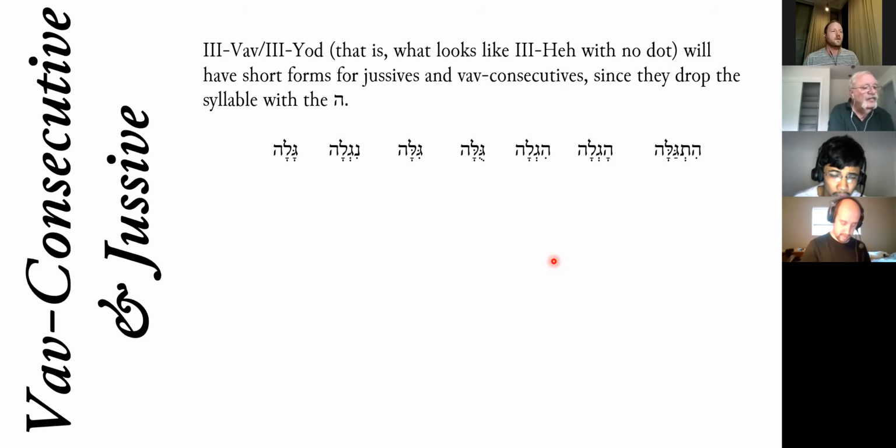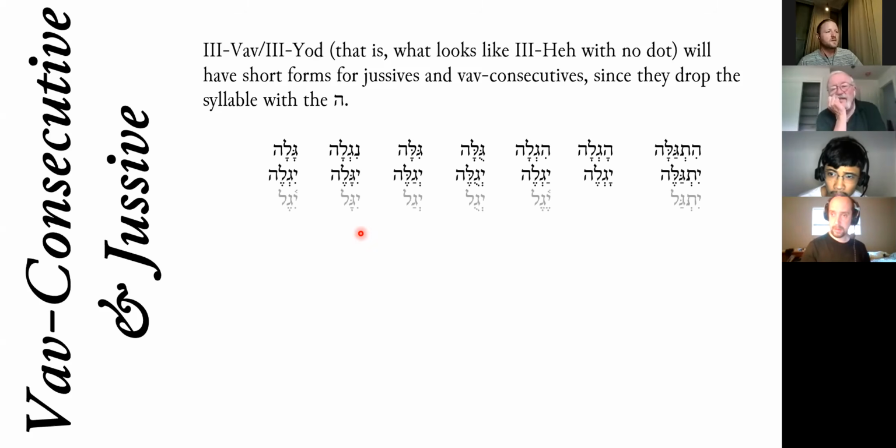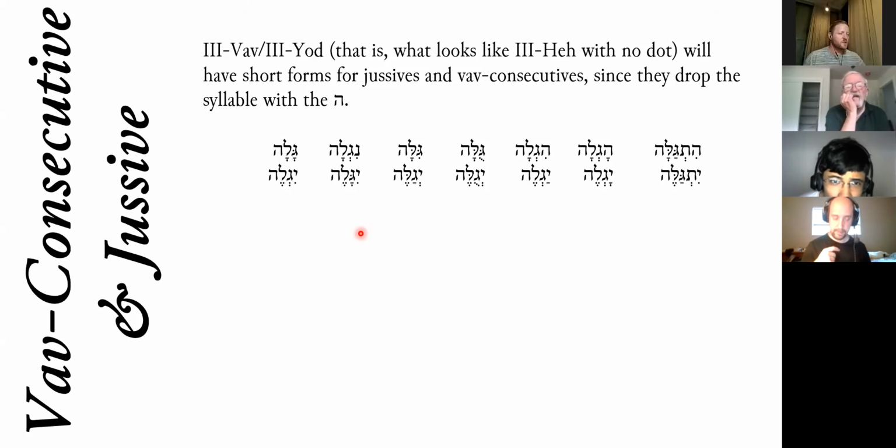What we do want to look at here is to compare the forms, which is what we already did. Gala, nigla, gila, gula, higla, hogla, hitgala. We looked at these. I didn't intend to do it that way before, but I think it was a good idea how we did it just now. Let's look at this line real quick. Yigle, yigale, yigale, yigule, yagle, yogle, yitgale.